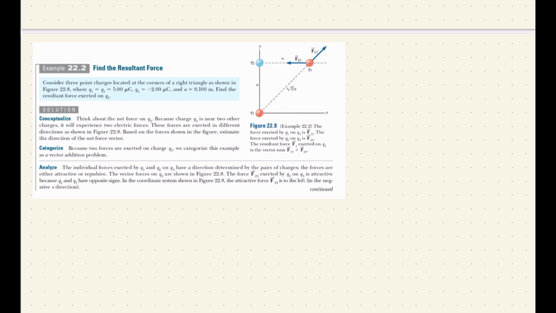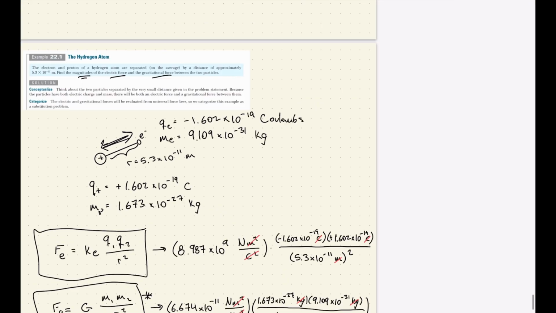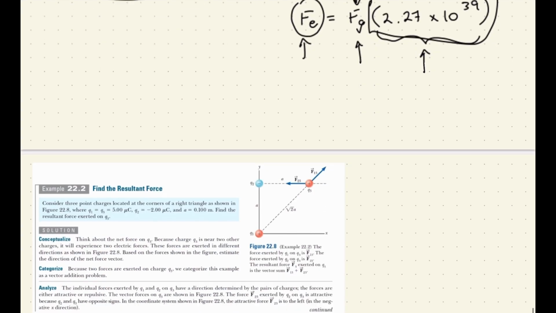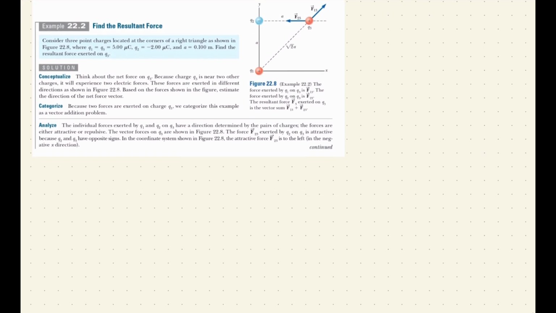So we've got: find the resultant force. Consider 3-point charges located at the corners of a right triangle, as shown in figure 22.8 over here on the side. Q1 equals Q3, 5 microcoulombs. Q2 is minus 2 microcoulombs. So we have 2 positive charges and 1 negative charge. They're not electrons or protons. They're just charged particles because they have microcoulombs instead of the charge of the proton and the electron, which I showed you guys here. So that is a problem that you guys would see in some of your problems. Find the resultant force exerted on Q3.